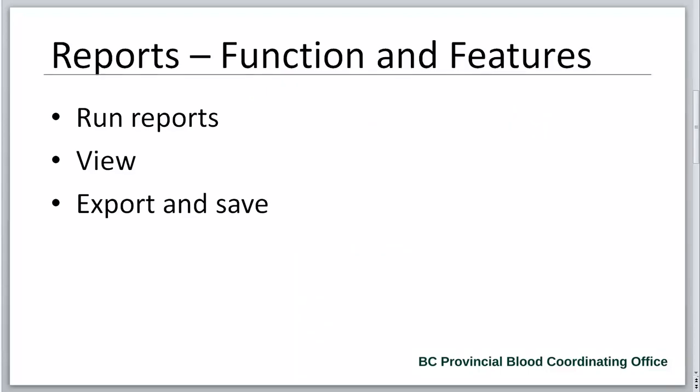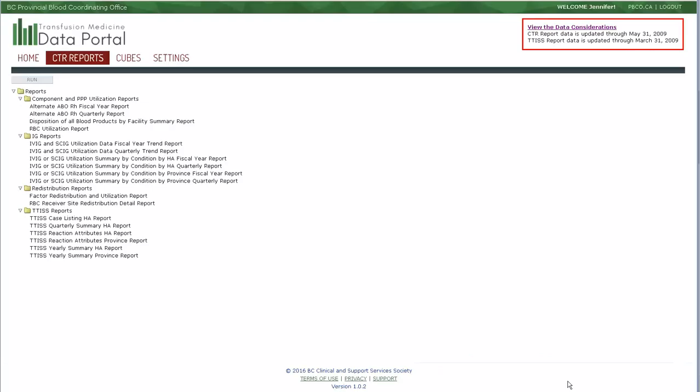This video describes the steps to run, view, export, and save the Transfusion Medicine Data Portal CTR reports. Once logged in to the TM Data Portal, access the reports by selecting the Reports tab. Here you will find the list of the 18 prepared reports under 4 categories.